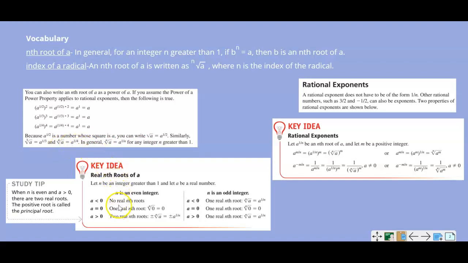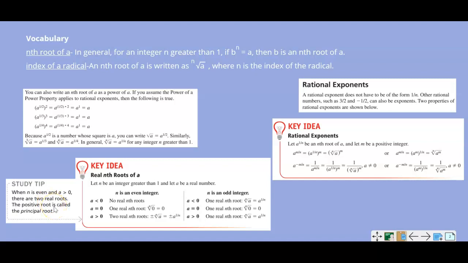Key ideas: let n be an integer greater than 1 and a be a real number. When n is even, a less than 0, there's no nth roots. A equals 0, 1 real root. A is greater than 0, you will have 2 real roots. It's also important to know when n is even and a is greater than 0, that's this last scenario here, there are 2 real roots.